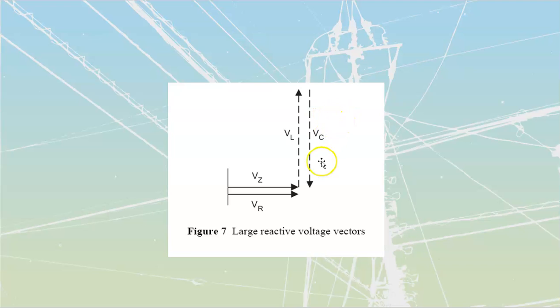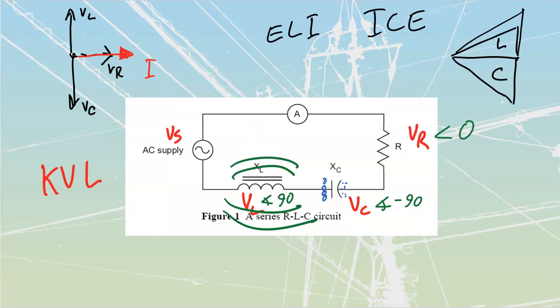What we do have, though, is the potential for some extremely high values of voltage across those components, even though those components themselves are not necessarily active, but are acting as voltage drops to the circuit. Let's go back to this one over here.